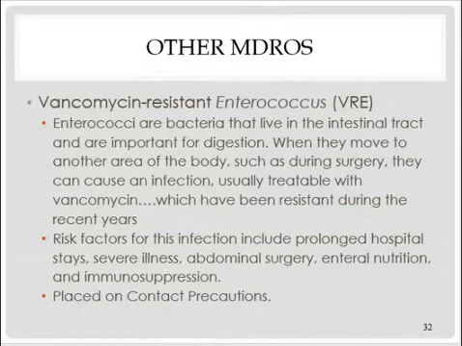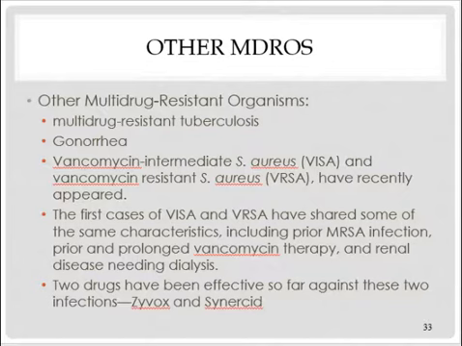Risk factors for this infection include prolonged hospital stays, severe illnesses, abdominal surgery, enteral nutrition, and immunosuppression. Patients with VRE are placed on contact precaution. Other multi-drug resistant organisms we've seen include multi-drug resistant tuberculosis, gonorrhea, vancomycin intermediate Staph aureus or VISA, and vancomycin resistant Staph aureus VRSA have recently appeared.